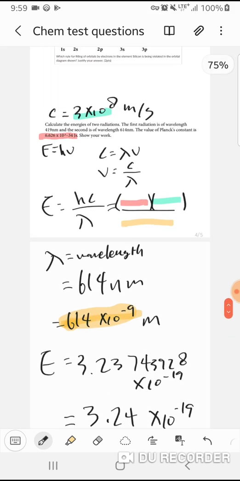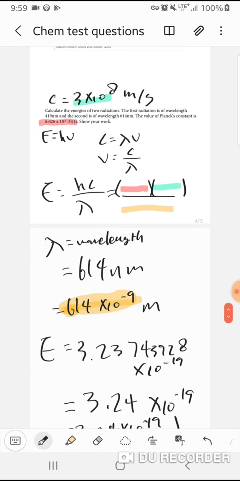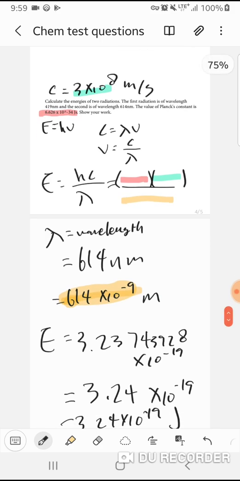And that would be our second energy for the wavelength 614 nanometers.